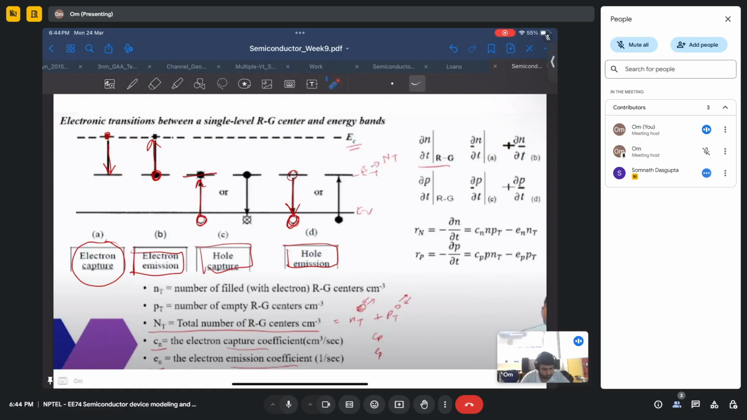And if you see, they have also represented two forms for this, because if a hole is going to the trap state, we can also say that an electron is coming from here to recombine with this hole. Both of these mean the same thing. Electron emission, here they are referring to only when the electron goes to the conduction band.